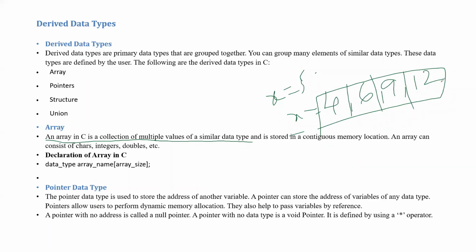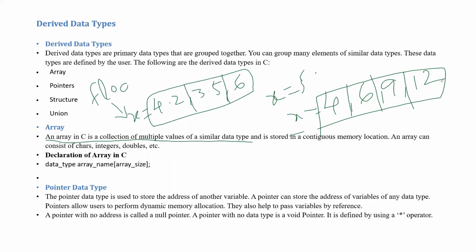So here the definition says that it is a collection of multiple values of similar data type. Means if you define an array of integer, all values should be integer only. If you define an array of float, all values should be float only. If you define an array of type character, all values should be character only. And sometimes you can define an array like this, x equal to 4.2, 3.5, and some 6. What will happen here? If I define x as a float, but I gave one integer value here, is it going to accept it or not?